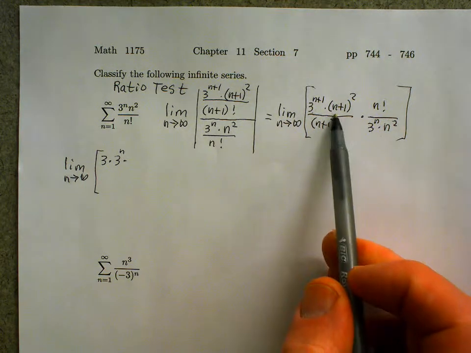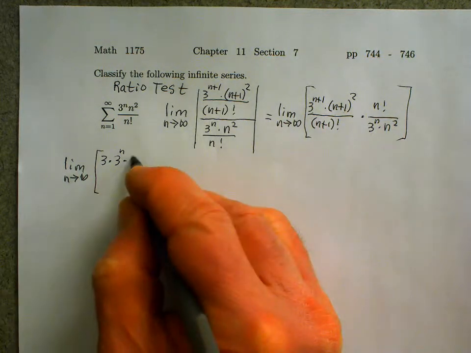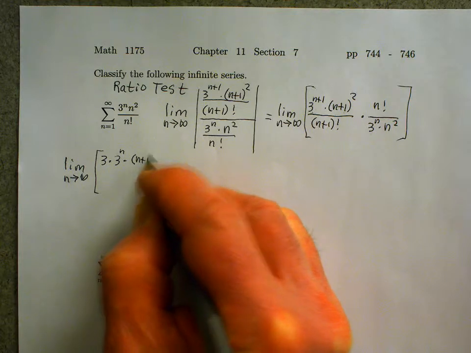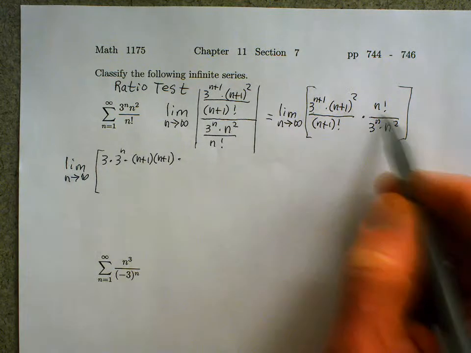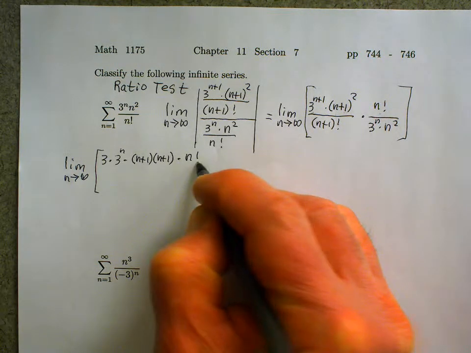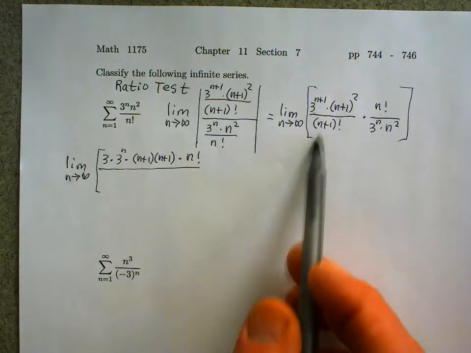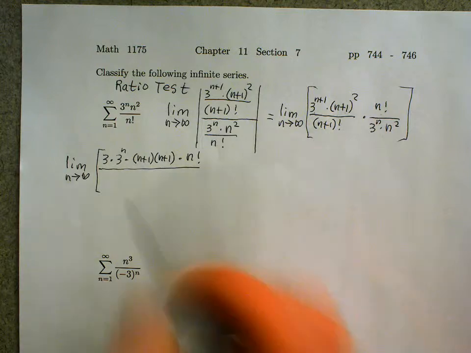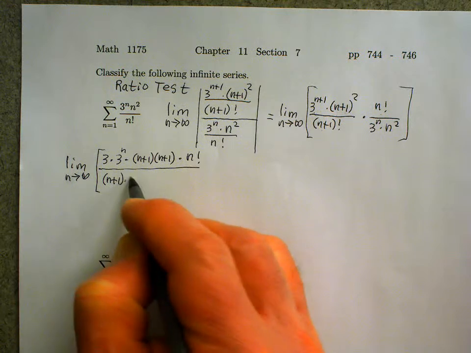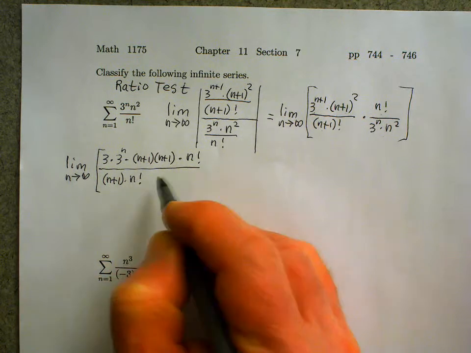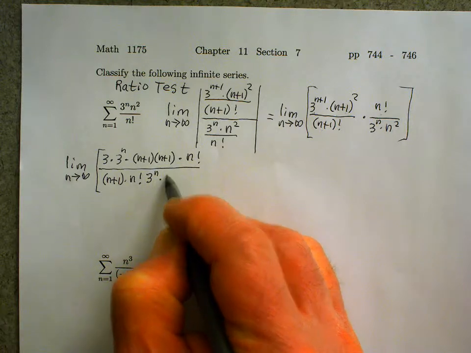And the n plus 1 squared, I could just leave it the same, but I'm going to write it as n plus 1 times n plus 1. And then we have the n factorial. And in the denominator, the n plus 1 factorial, we'll write that as the factor n plus 1 times n factorial, and then times 3 to the n times n to the second.